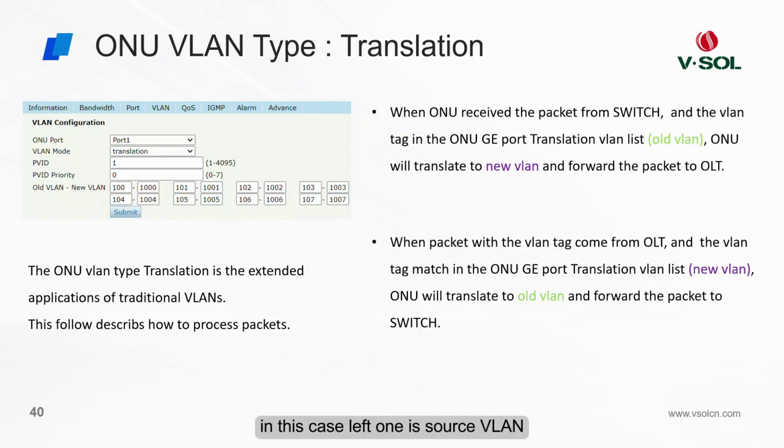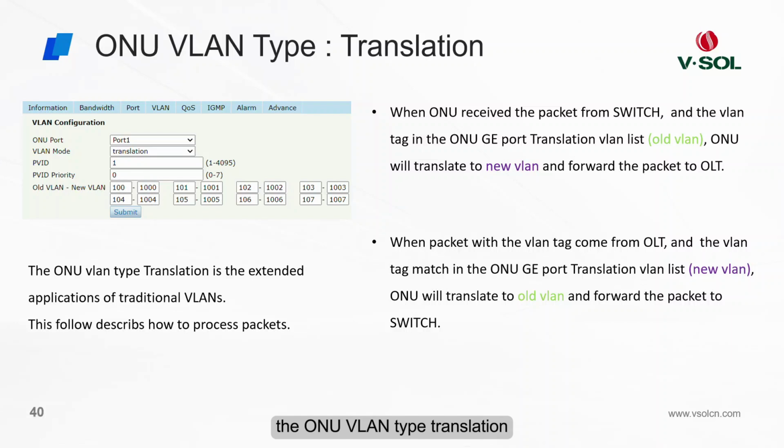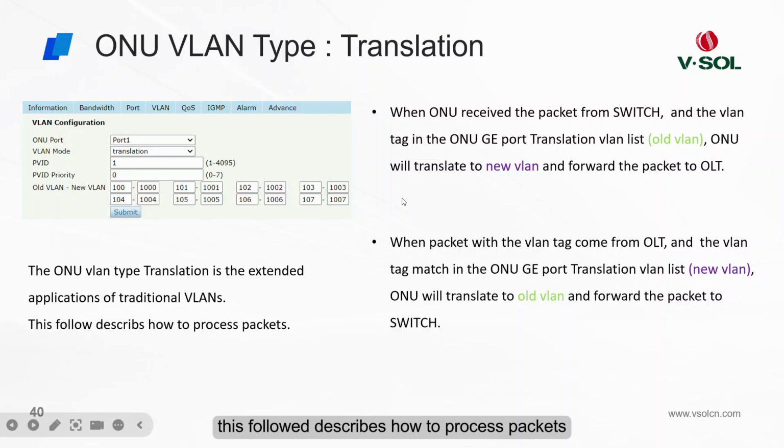In this case, the left one is the source VLAN, and the right one is the destination VLAN. For example, VLAN 100 is the source VLAN, and VLAN 1000 is the destination VLAN. The ONU VLAN type translation is the extended application of traditional VLAN. The following describes how to process packets.